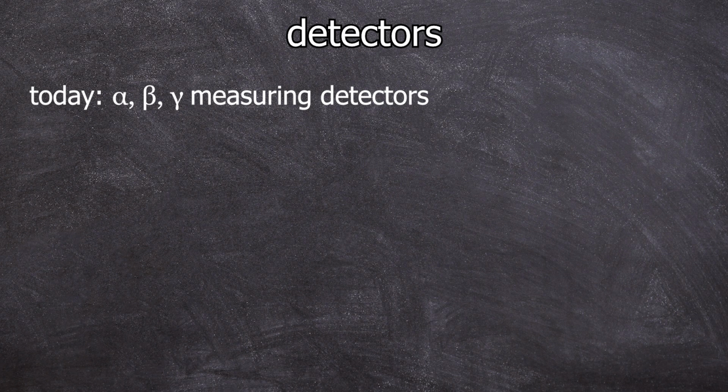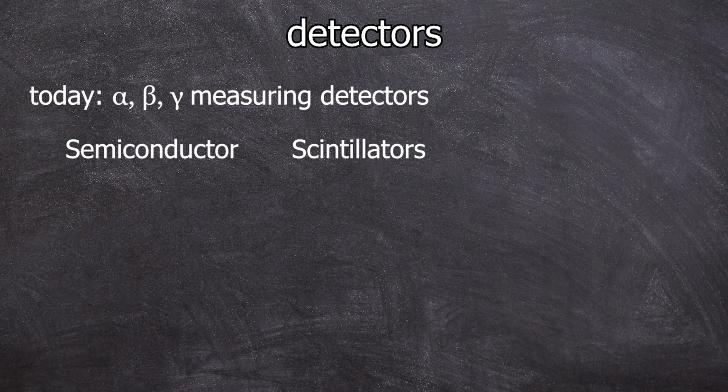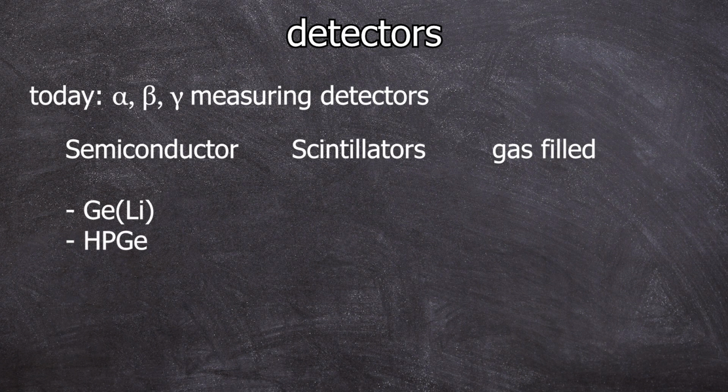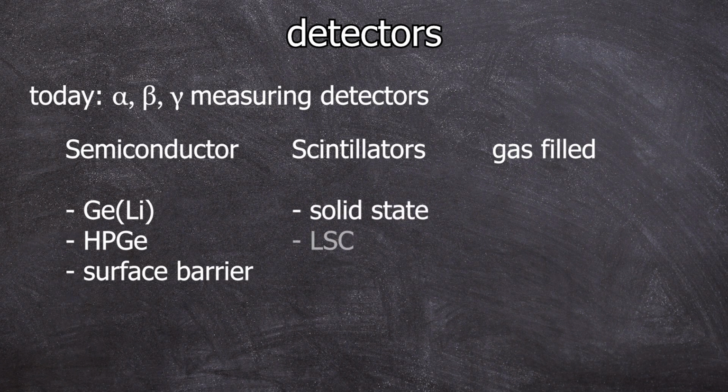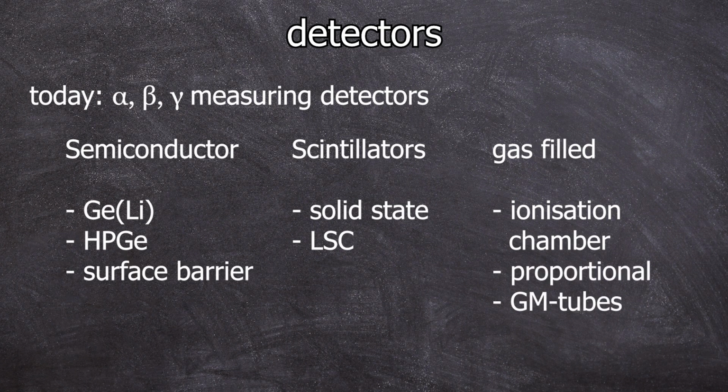There will be a deep dive into every single detector, and some of them are already available for a few types. We categorize detectors into three main groups: semiconductors, scintillation counters, and gas-filled detectors. Each of these has subcategories. For the semiconductors, we have lithium-drifted germanium, high-purity germanium, and surface barrier silicon detectors. Scintillation counters include those that use solid scintillation crystals and those that use liquid scintillation cocktails. Gas-filled detectors are categorized by their operating voltage, and there we classify the ionization chamber, proportional counters, and Geiger-Müller counters.